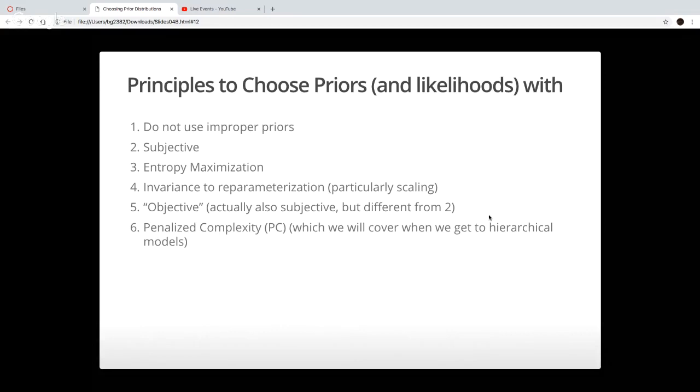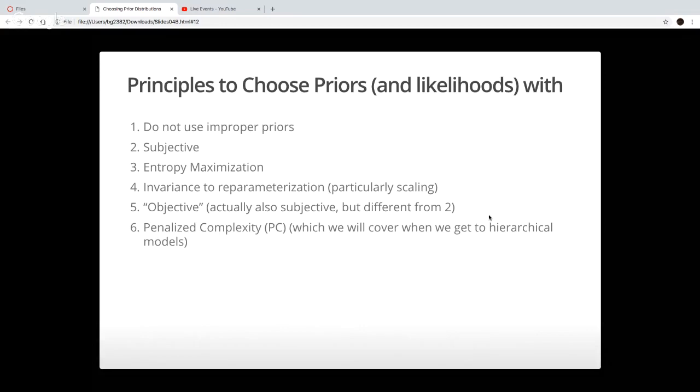McElreath and his hero Jaynes and a number of other people use the principle of entropy maximization to choose prior distributions. That's sometimes related to this idea that prior distributions should convey the same amount of information no matter how you parameterize things. So whether you use probability or log odds, your prior should contain the same information no matter how you parameterize that thing. So that's one principle that you can use.